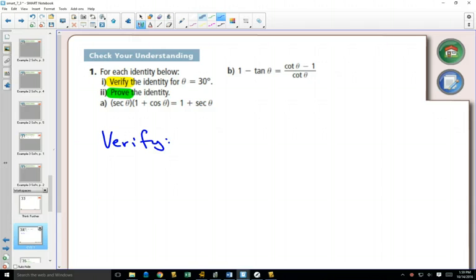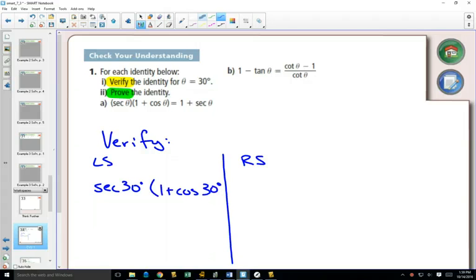So to verify, again, we write out the left side of your equation and the right side of the equation, and we put a line just like we do with a proof. The only thing different in a verification is we actually plug in the value. So here I would have secant of 30 degrees times 1 plus cos of 30 degrees. That's what's on my left side. And on my right side is 1 plus secant of 30 degrees.